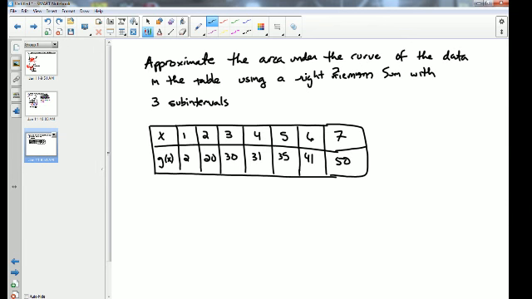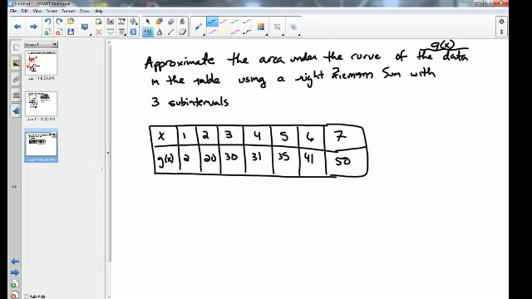Let's approximate the area under the curve of the data, maybe of g of x at that point, in the table using a right Riemann sum with 3 subintervals. What are the boundaries? Like 1 to 7, given by the table.